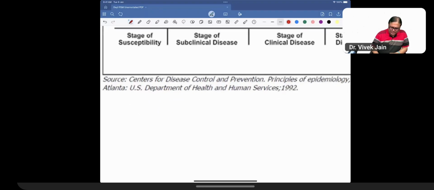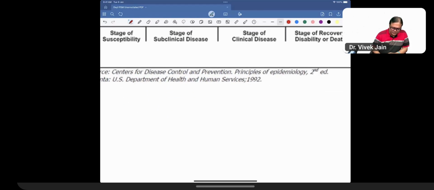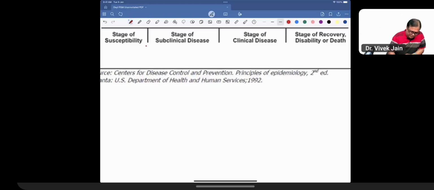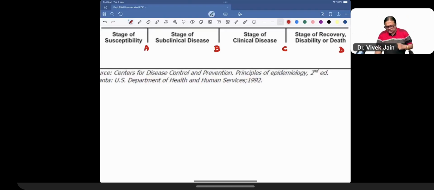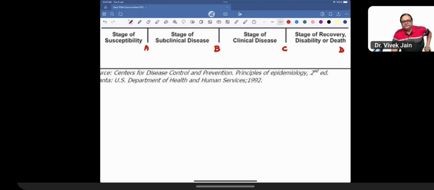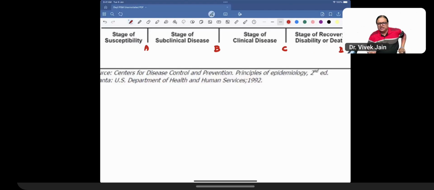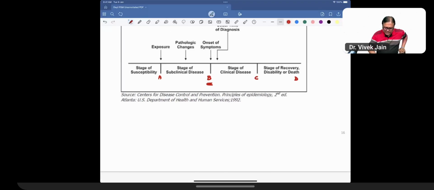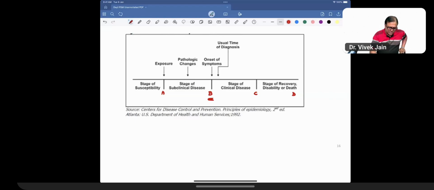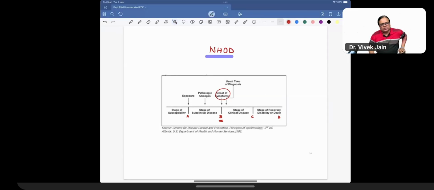Now look at this diagram and suppose I make these 4 points A, B, C, and D. Question was, at which point will symptoms appear in this diagram? Yes, clinical stage means appearance of signs and symptoms. So the answer is B for Bombay. So this was asked again in the INICET paper. And if you look at the complete diagram, this is what they were asking. Onset of symptoms will definitely occur between subclinical and clinical. This is the major difference, right? So this is the natural history of disease.